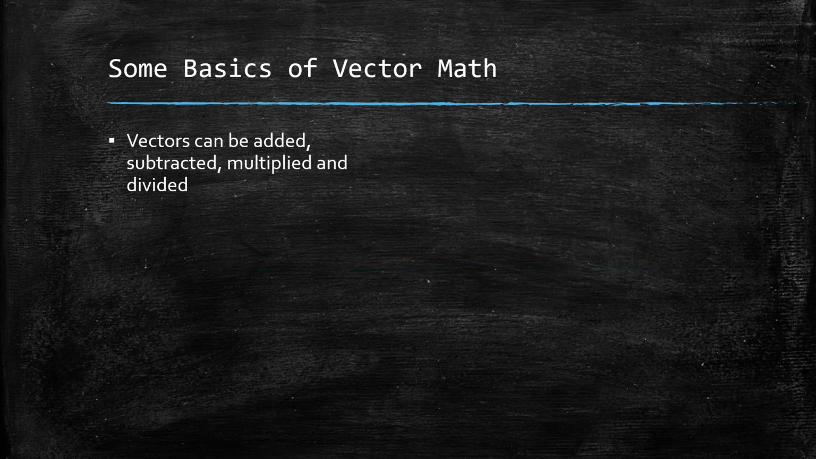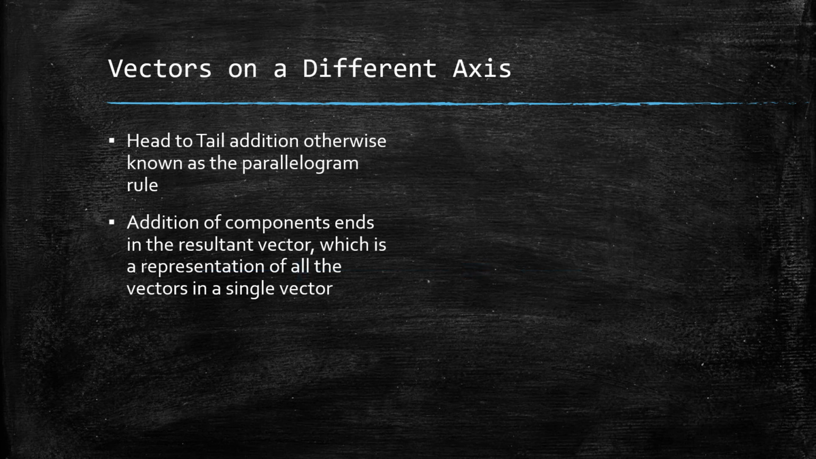Now we can also do subtraction, where if we have a 1 Newton force to the right, then we have a 2 Newton force to the left. At the end of that, we end up with a 1 Newton force to the left. So how they get added is through what's called a head-to-tail addition.